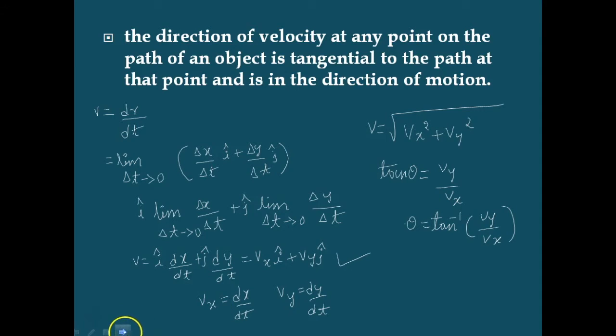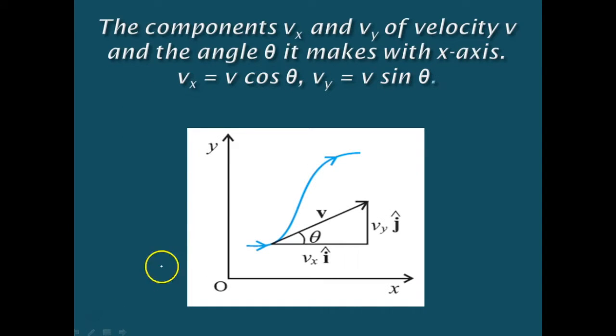You can see in this figure the components Vx and Vy of velocity v and the angle theta it makes with the x-axis. Using simple trigonometry, we can write Vx as v cos theta and Vy as v sin theta. So this is about the velocity concept. Now let us study about acceleration.